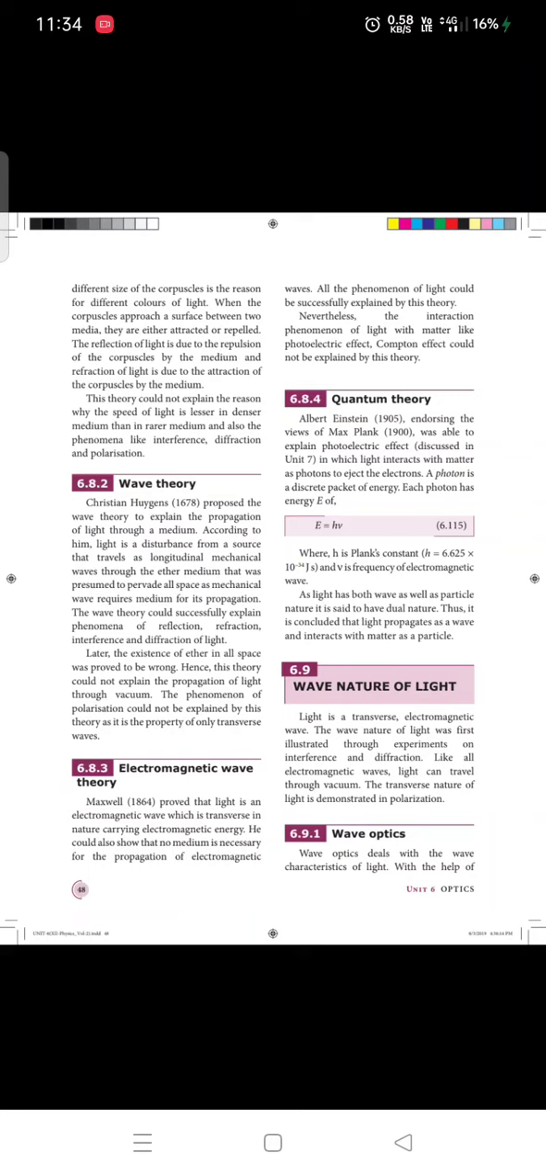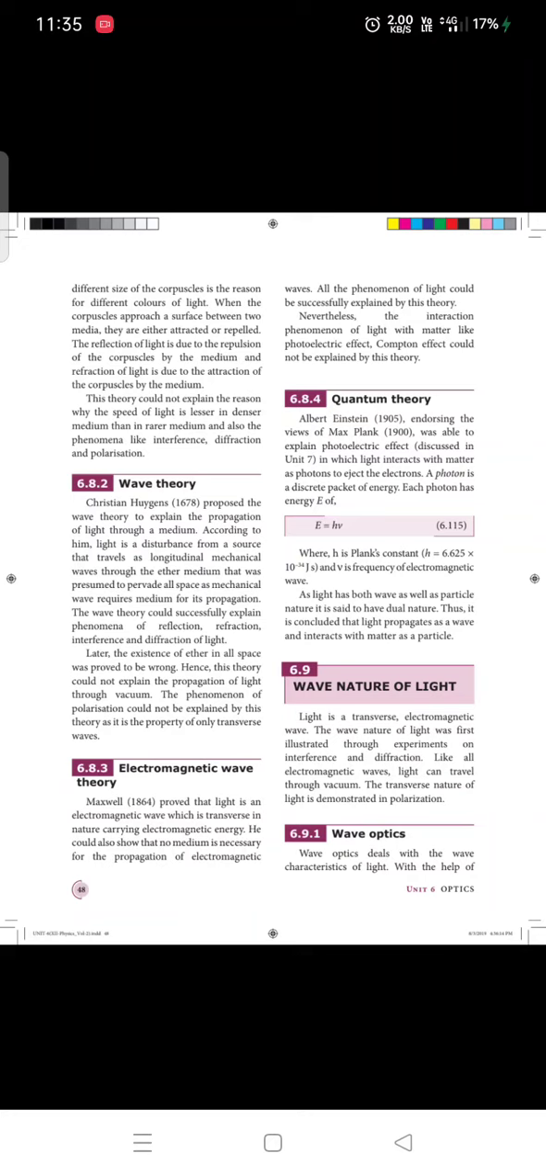Like all electromagnetic waves, light can travel through a vacuum. The transverse nature of light is demonstrated in polarization. Polarization is when the charges are randomly moving, and they get polarized when I apply an electric field or magnetic field. That is called polarization.